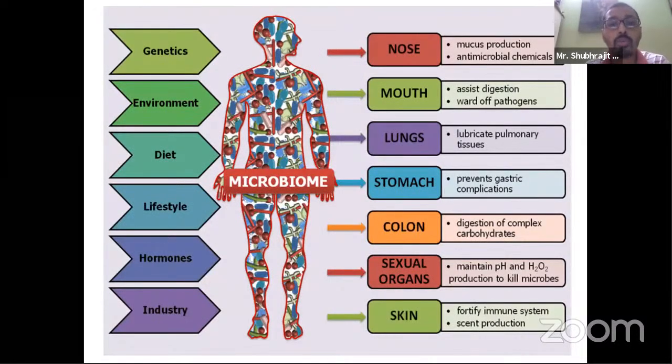So for the human microbiome, about 100 trillion bacterial cells are present in different anatomical locations: nose, mouth, lungs, stomach, colon, sexual organs, skin. The presence of this microbial population can be influenced by genetics, environment, whatever we eat, our lifestyle, hormones, and even industry. So this is becoming increasingly important. Those who are interested in pursuing a career in human health and medicine can easily study this in future and pursue their career.